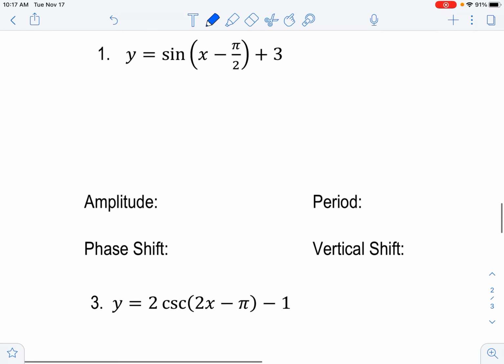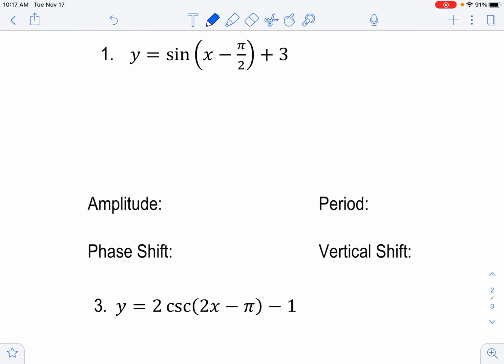Find amplitude, period, phase shift, vertical shift of each function. So here's my function. The first thing I'm going to ask you is, what is b? B is the coefficient in front of x, so it's 1. So since b is 1, we do not have to factor out b, so we can just answer these questions. A is the coefficient in front of your trig function, so your amplitude is 1.